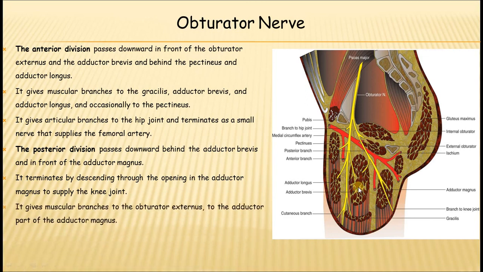So muscular branches to the obturator externus and the adductor magnus, mainly the adductor part. Then articular branches to the knee joint, and it might also give vascular twigs to the femoral artery, the lower part of the femoral artery. It might give articular twigs, but it does not give any cutaneous branches. So there is no cutaneous component for the posterior division of the obturator nerve.